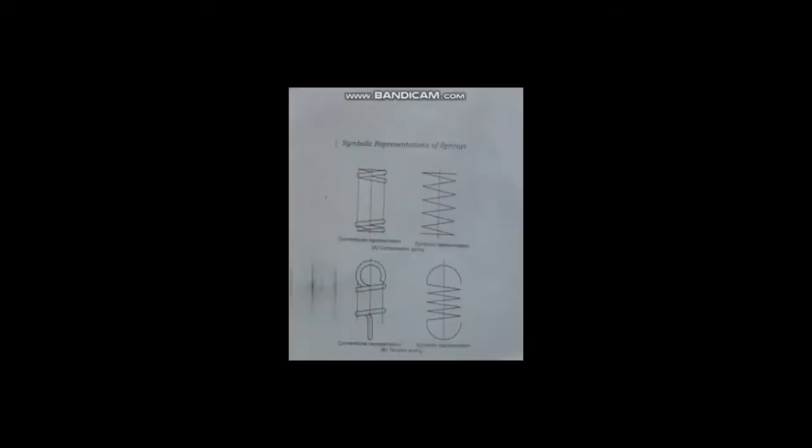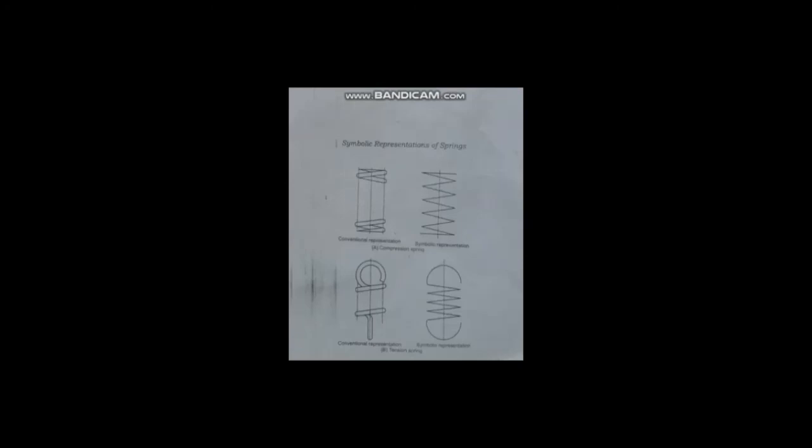Now the conventional representation of springs. There are two types of spring used. One is the tension spring and the other is the compression spring. Tension spring is used in pens, toys, and medical equipment, and compression spring is used in the automobile sector for two-wheelers and four-wheelers in the suspension system.